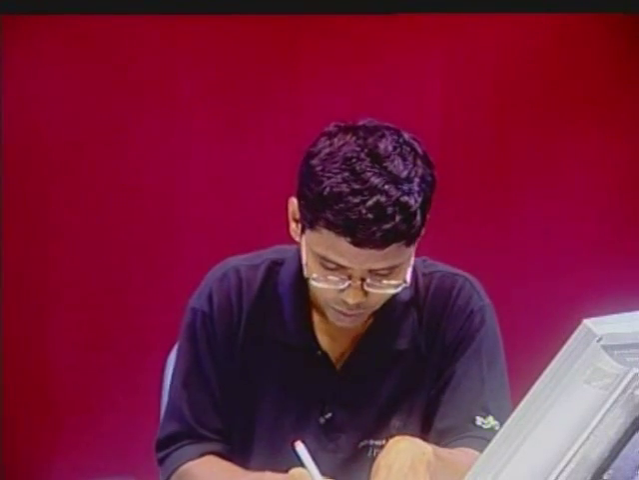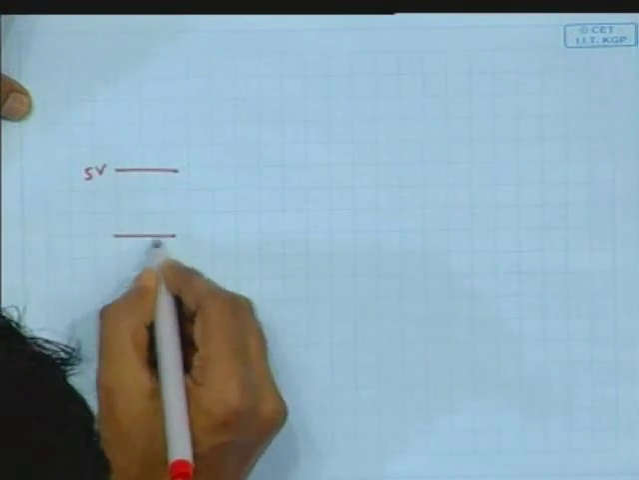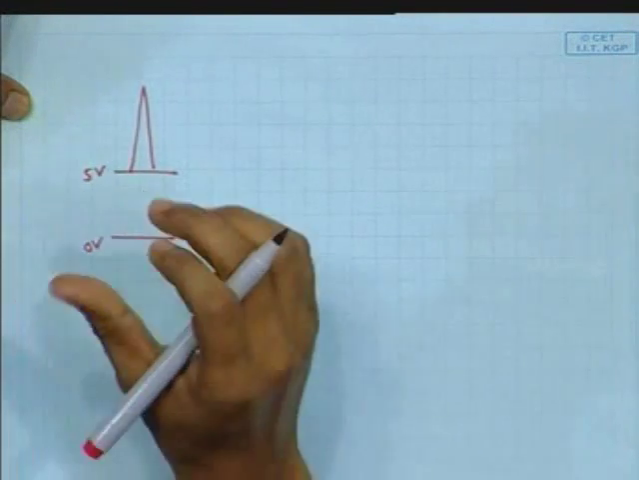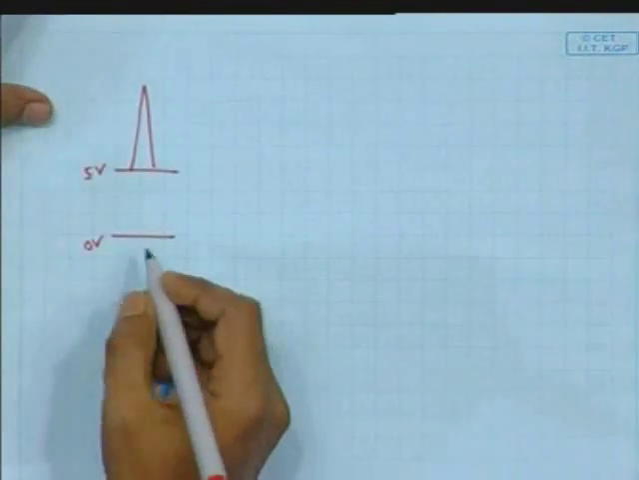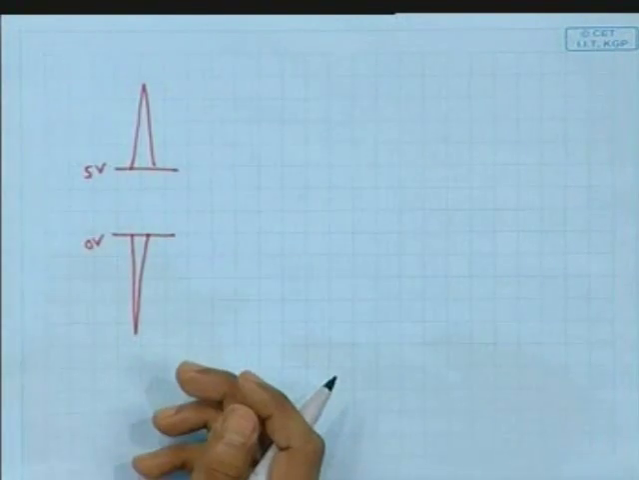So ESD means huge potential, right? Some spike is coming more than VDD or lesser than ground. Now consider this is your 5 volt signal, this is the 0 volt signal. Some spike has come something like this, a very high voltage spike, and the duration is very short. And the same thing can happen here, right? So you have to discharge that.